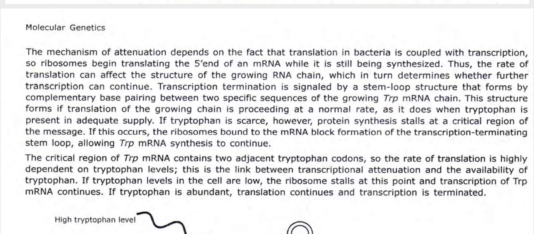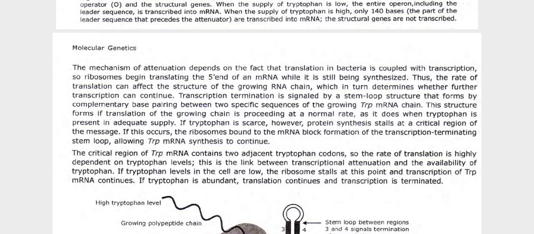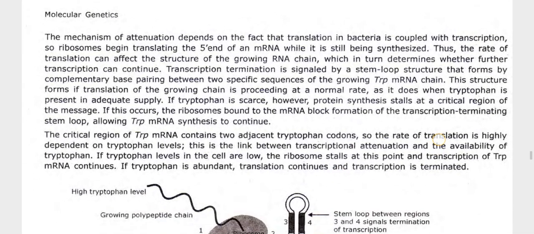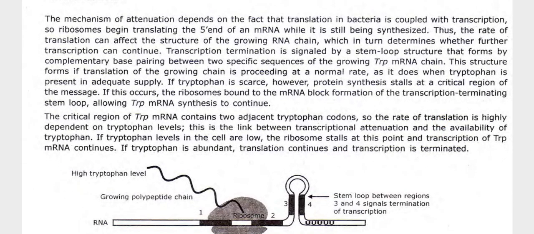The mechanism of attenuation depends on the fact that in bacteria transcription is coupled with translation. So the ribosome begins translating the 5' end of an mRNA while it is still being synthesized. Thus, the rate of translation can affect the structure of the growing RNA chain, which in turn determines whether further transcription can continue. Transcription termination is signaled by a stem loop structure that forms by complementary base pairing between two specific sequences of the growing trp mRNA chain.